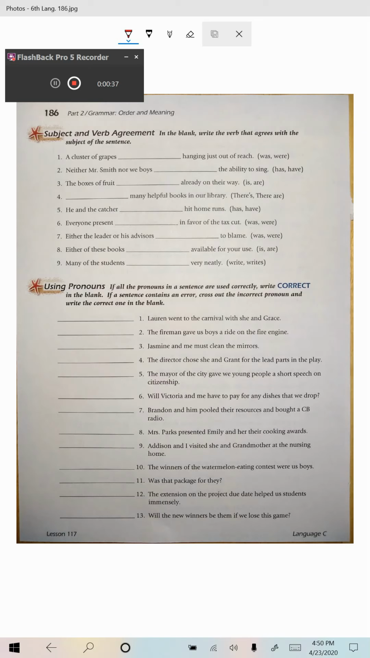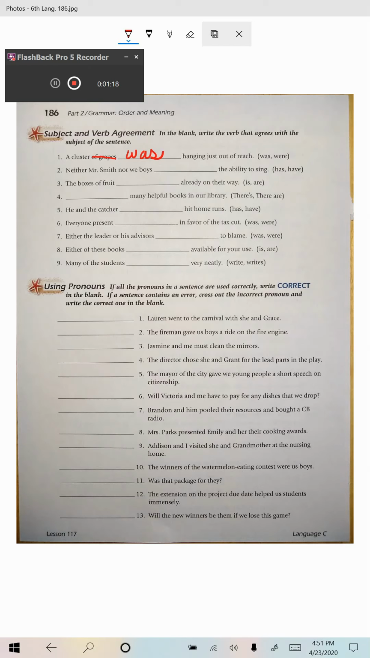So, a cluster of grapes. Now, this is where you always just get rid of prepositional phrases. So you're going by the word cluster, not of grapes. The cluster is just one thing. The grapes was plural, so if you're going by grapes, you're going to be so tempted to make your verb plural. But it's not of grapes. It's the cluster. So the cluster was or were? The cluster's singular. You can even hear it. Was is singular.